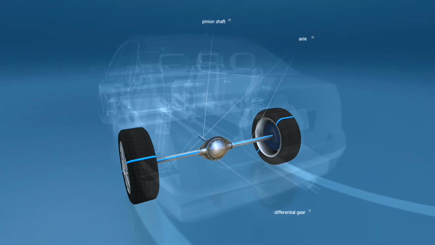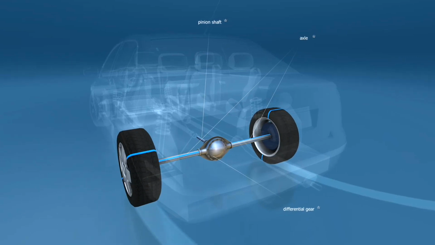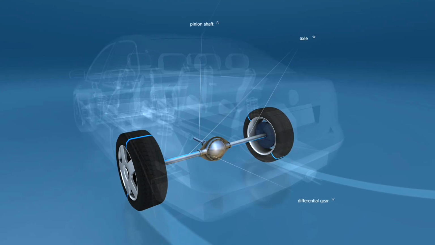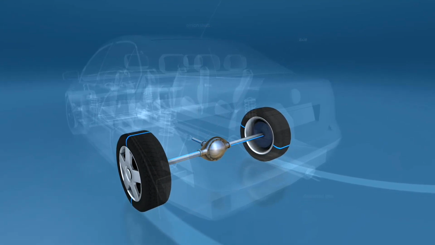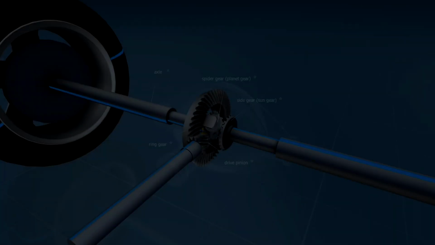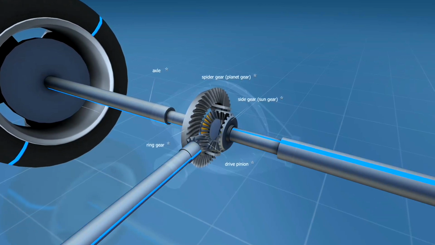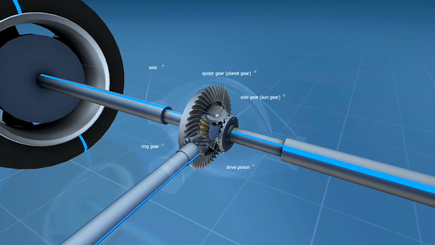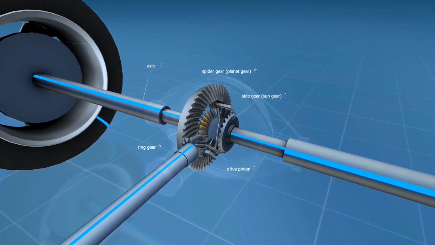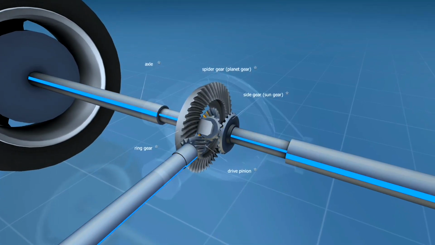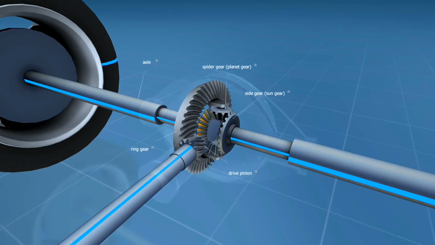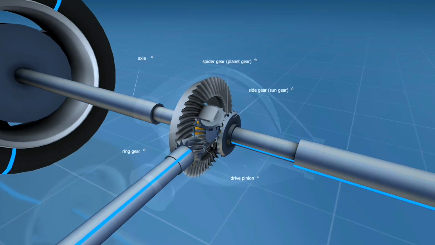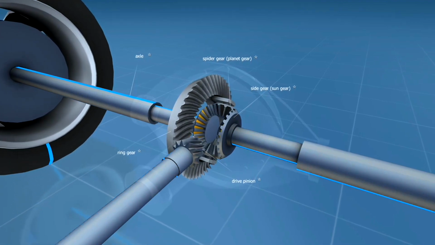To overcome this problem and allow the driven wheels to rotate at different speeds, a special device was developed. This is called a differential. The differential is a type of planetary gear train. It divides power between the wheels in such a way that the wheels can rotate at different speeds, depending on the turning curve, but the average of their rotational speed equals the rotational speed of the drive shaft.